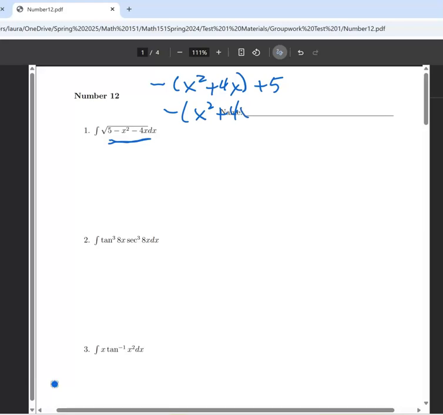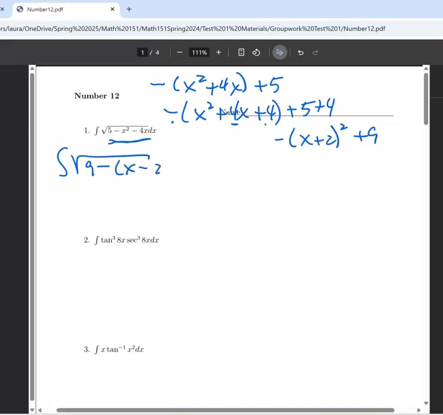So I'm going to take half of this 2 and square it. So that's add 4. Oh, but I really subtracted a 4. So then I add a 4. So what this turns into is negative x plus 2 quantity squared plus a 9. Now I'm going to put that back into the radical, and I'm going to make sure that I decide to put the negative in the middle.